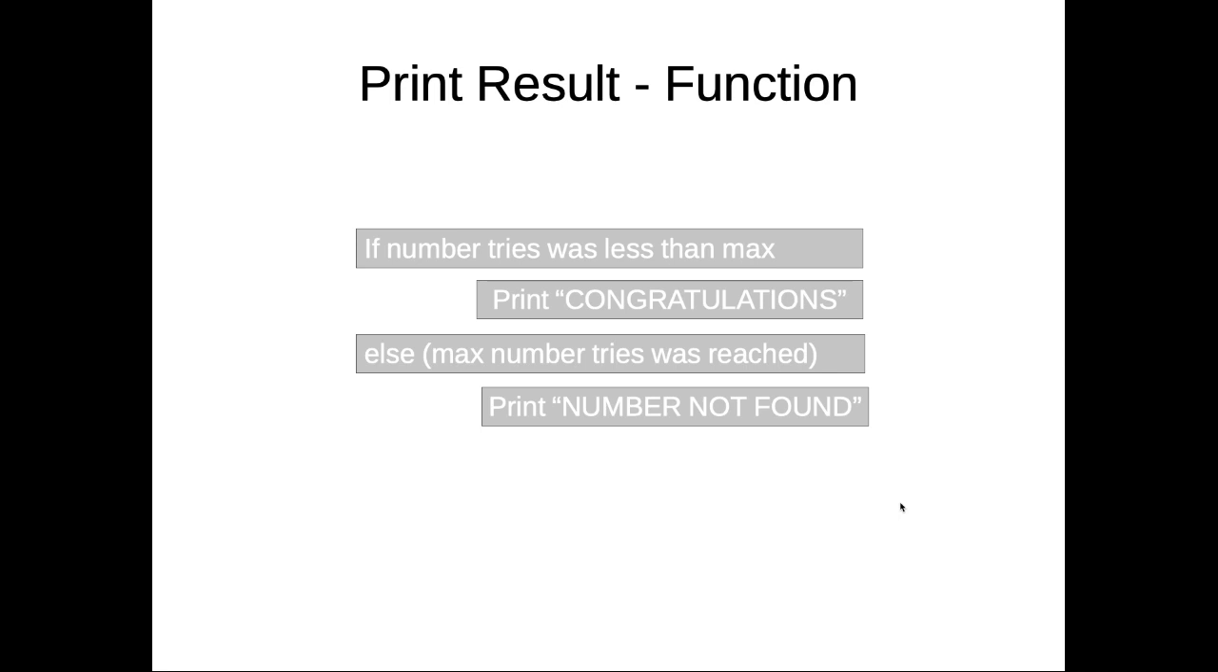Here are the steps to implement the print result function. We will check if the number of used tries is less than the maximum. This means the user guessed the number without using all the tries, so we will print congratulations. Otherwise, the user used all the tries, so the program will print number not found.